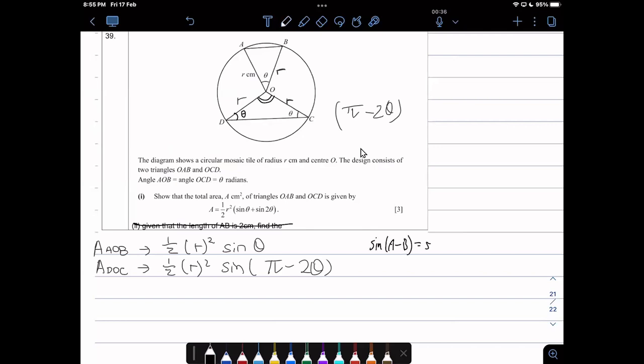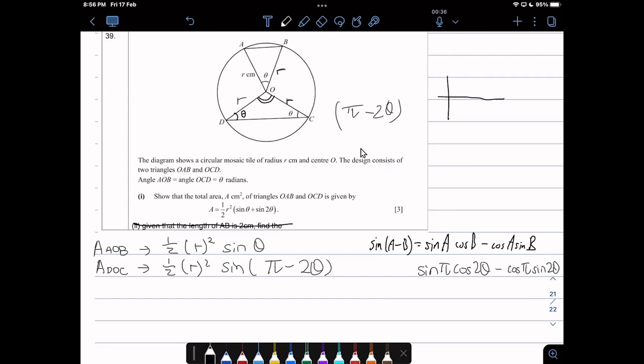I'll write it down for you. It's sine A cos B minus cos A sine B. So what's sine of pi minus 2 theta? Sine of pi minus 2 theta equals sine pi cosine 2 theta minus cosine pi sine 2 theta. What's sine pi?